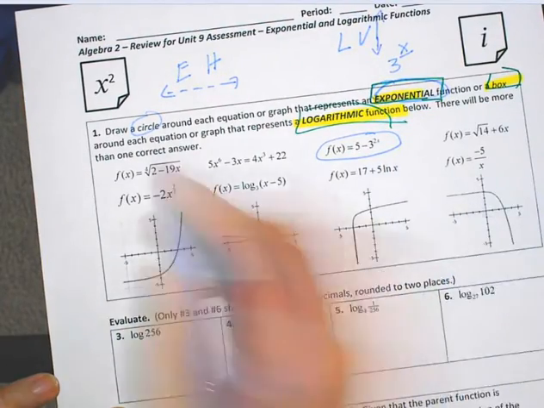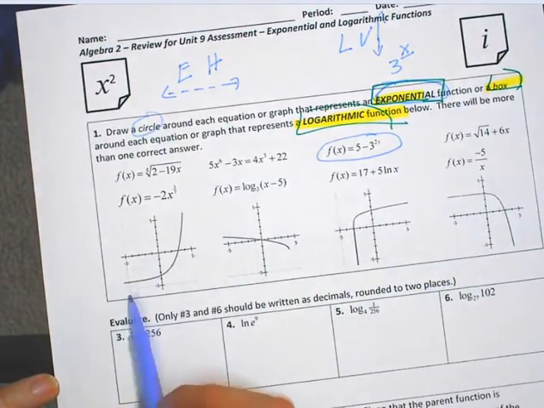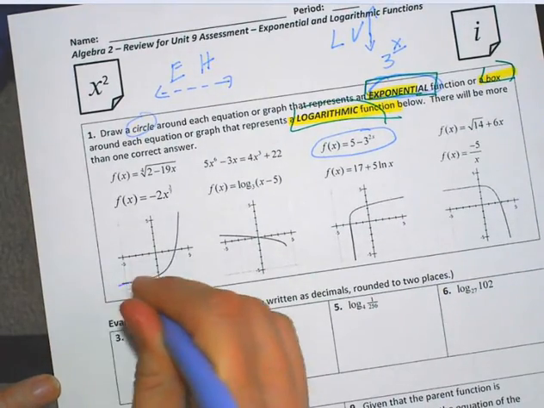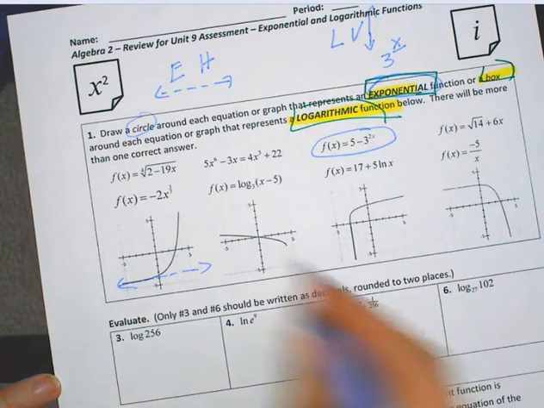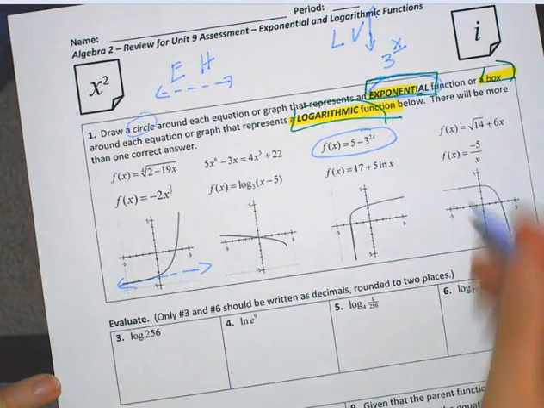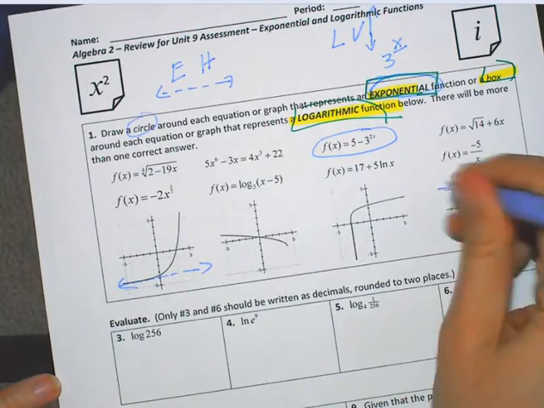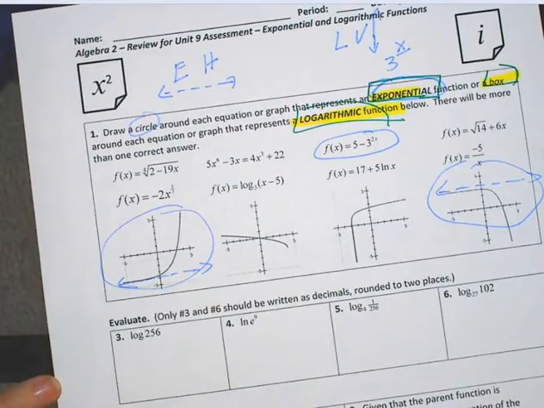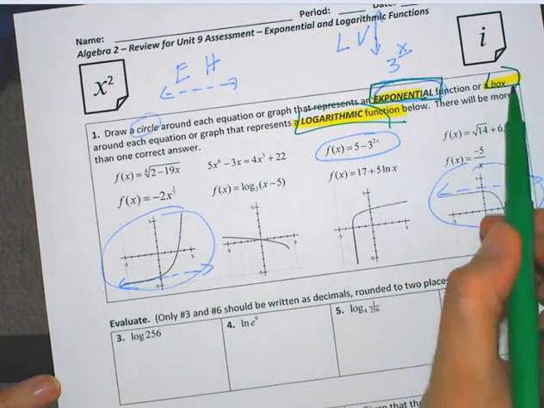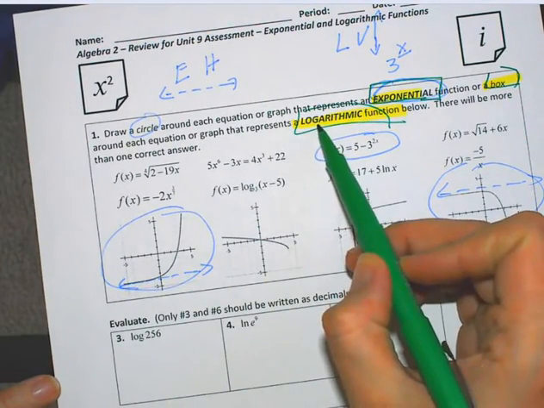All right, so horizontal asymptote. Let's see if we have any horizontal asymptotes. I'm going to go ahead and sketch in my asymptotes. So I've got a horizontal asymptote there. That doesn't have an asymptote. I've got a horizontal asymptote here. So I'm going to circle this guy. I'm going to circle this guy. I think that's it. And then let's do a box around logarithmic.